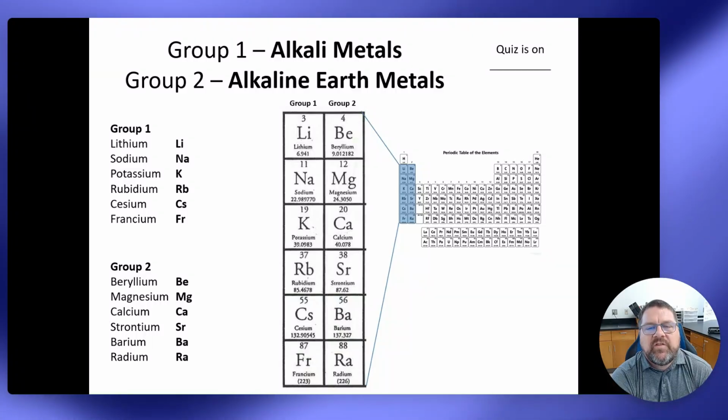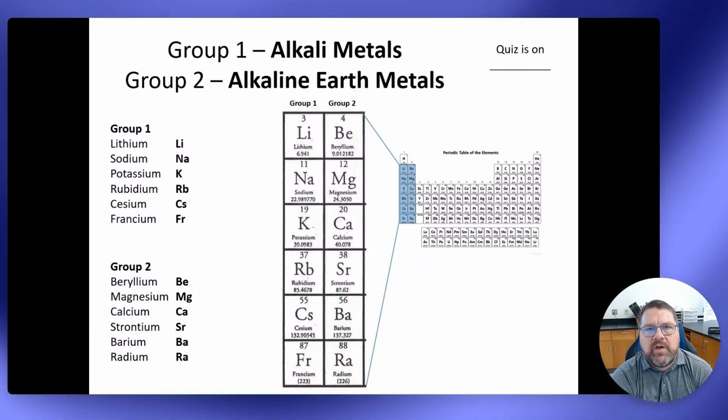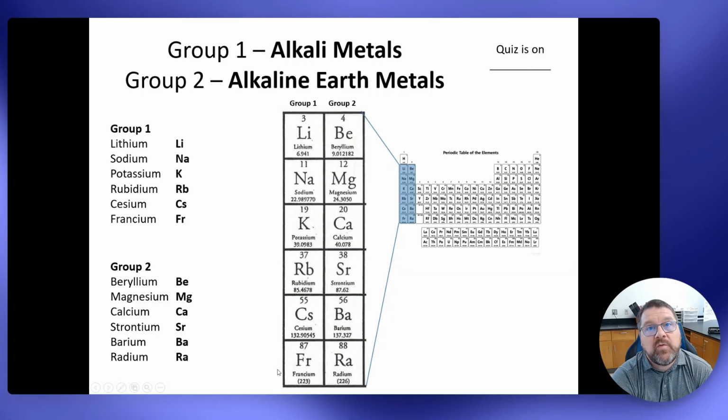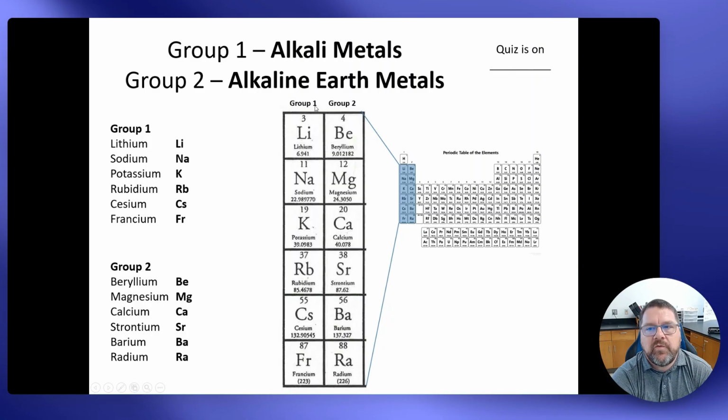So the first two families of elements that we're going to take a look at are the group 1 elements, right, known as the alkali metals. The vertical arrangements of elements on the periodic table are known as groups, and those groups are numbered. So the first two columns are group 1 and group 2.